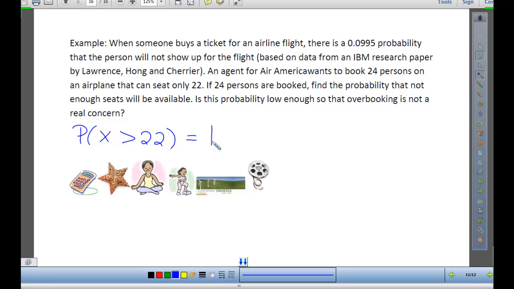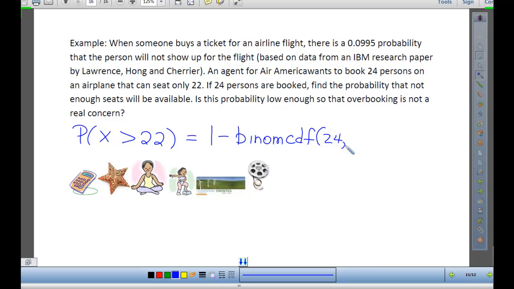1 minus binomcdf. N is 24. P is, let's stop and make sure we're doing this right. And you have to be careful with this sometimes. P is the probability of success. That would be what is the success for us?